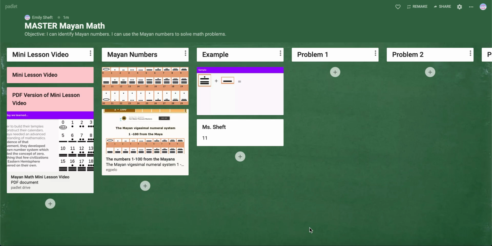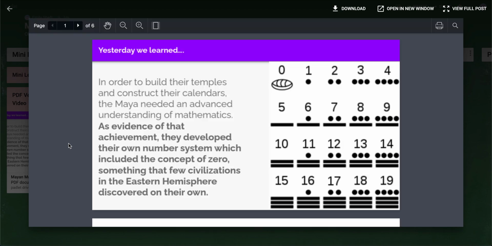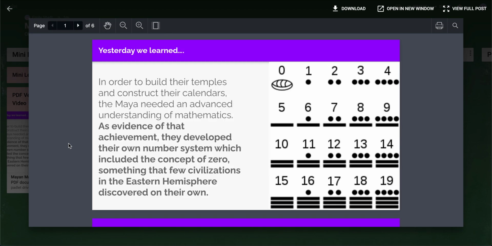Today we are going to do something a little different and have a little bit of fun. And we're going to practice some Mayan math. So, for some context, yesterday we learned that in order to build their temples, the Mayan temples, and construct their calendars, the Maya needed an advanced understanding of mathematics.